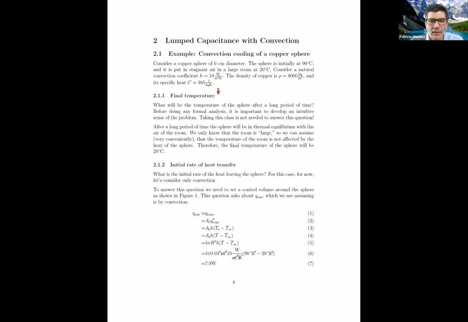So I would love to do this. Okay, I'll give it a try. I'm looking at the chat, and I would like to see who can guess in this problem, a copper sphere at 90 degrees C is put in air at 20 degrees C. Question number one, before I teach you anything: what is the final temperature of the sphere going to be after a long time? I would love to see anybody venture a final temperature in the chat.